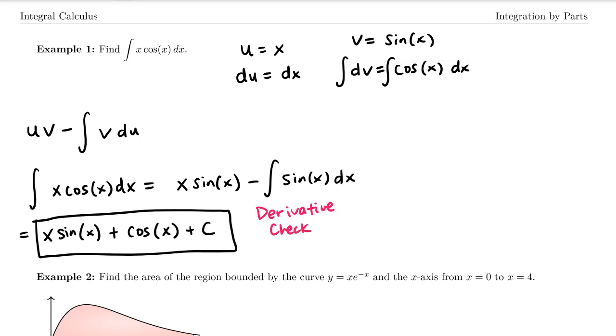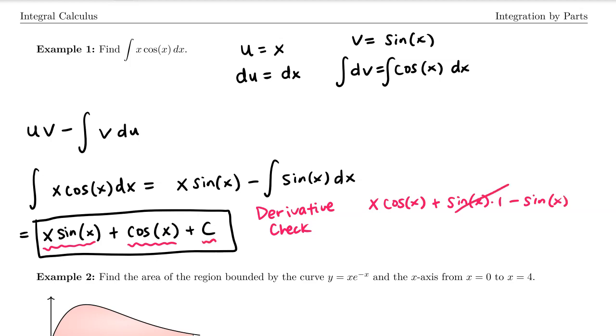And so this first thing, if I want to take the derivative of that, I need to use product rule. So I have first times the derivative of the second plus the second times the derivative of the first. And then now I need to take the derivative of cosine. That's minus sine, or negative sine of x. And then the derivative of a constant is 0.